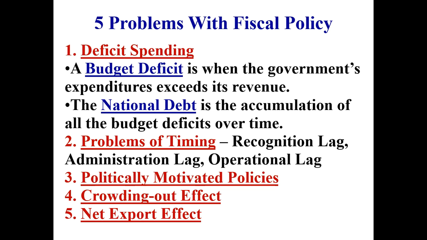So the government increased aggregate demand, but that caused prices to rise, and so foreigners bought less of our products, and aggregate demand went right back to where it was potentially. So that's the net export effect. It makes fiscal policy not always as effective as we would hope to deal with a recession.